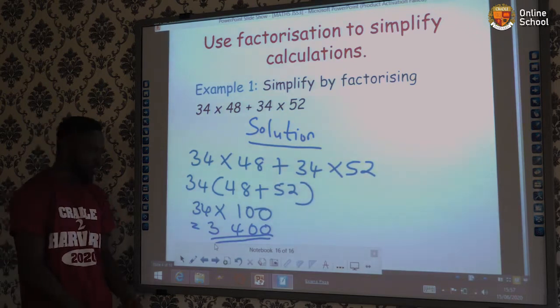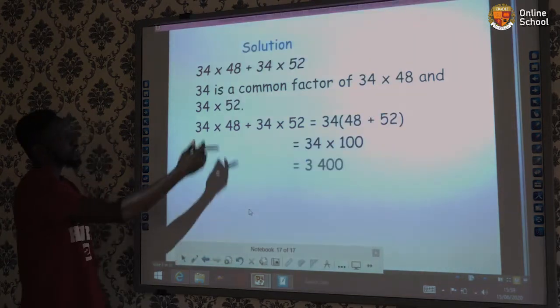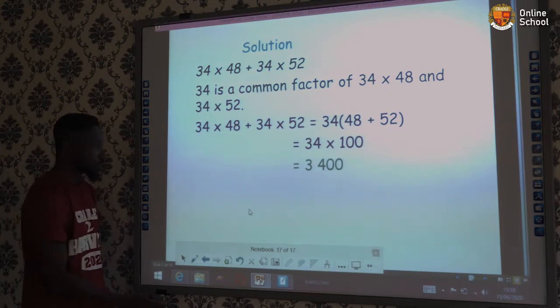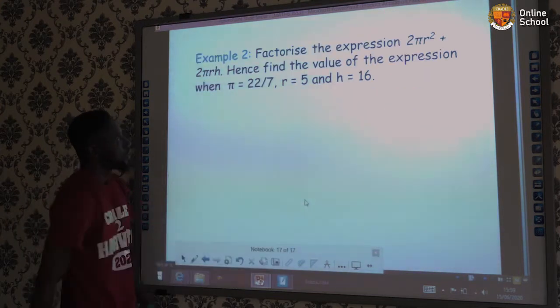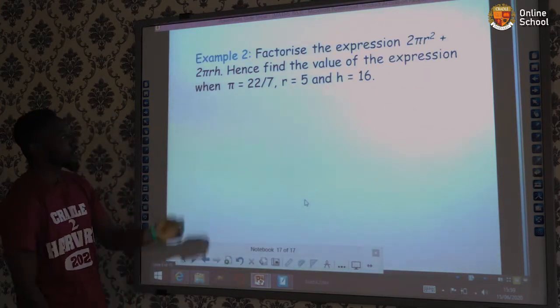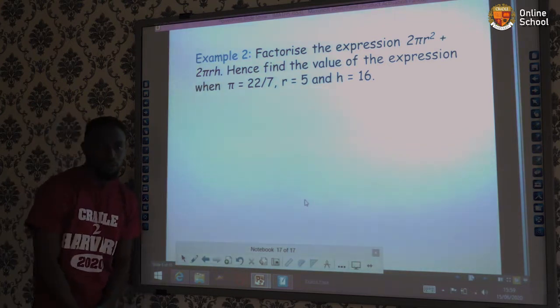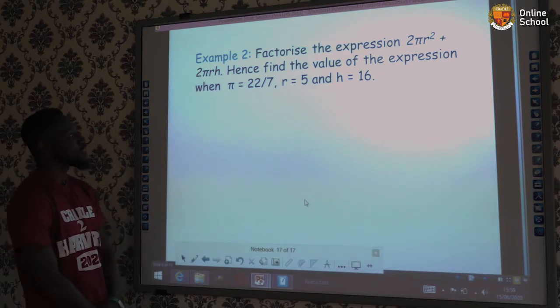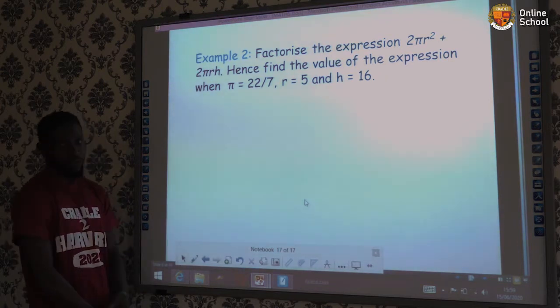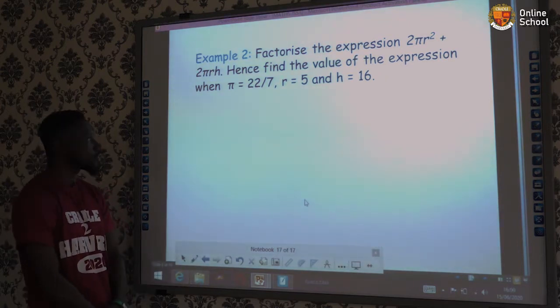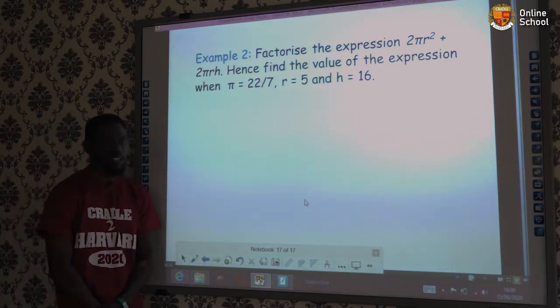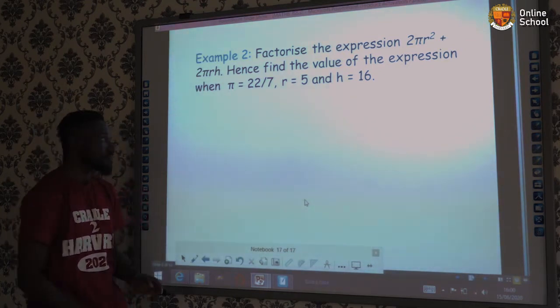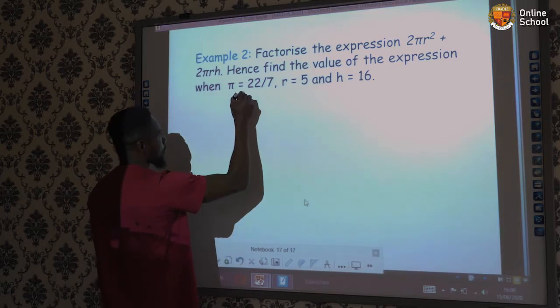I hope you are following. All right, and this is the solution to what we just finished solving. Now, example 2. Factorize the expression 2 pi r squared plus 2 pi rh. Hence, find the value of the expression when pi is given as 22/7, r is given as 5, and h is given as 16. It's very, very simple. Now let's go.